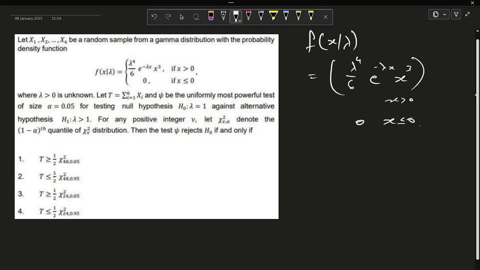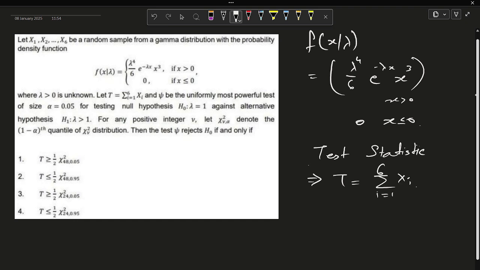The test statistic is T equals the sum of Xi.